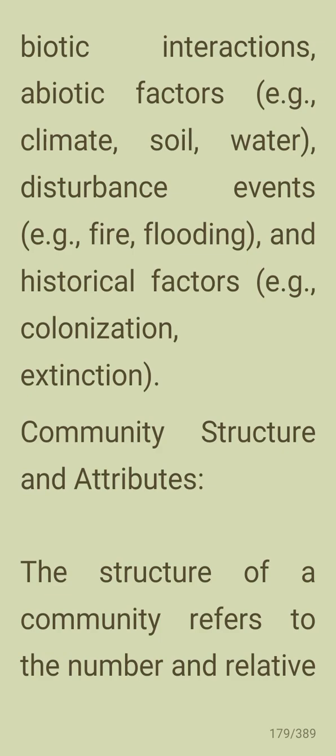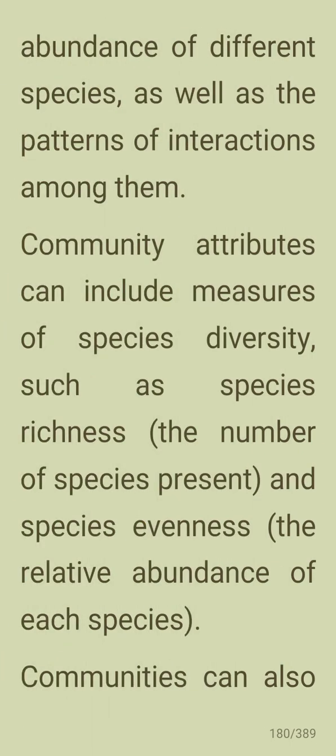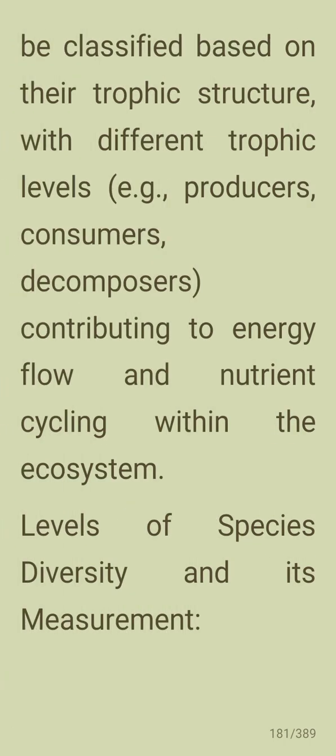Then, community structure and attributes. The structure of a community refers to the number and relative abundance of different species as well as the patterns of interactions among them. Community attributes can include measures of species diversity such as species richness, the number of species present, and species evenness, the relative abundance of each species. Communities can also be classified based on their trophic structure with different trophic levels like producers, consumers, and decomposers, contributing to energy flow and nutrient cycling within the ecosystem.